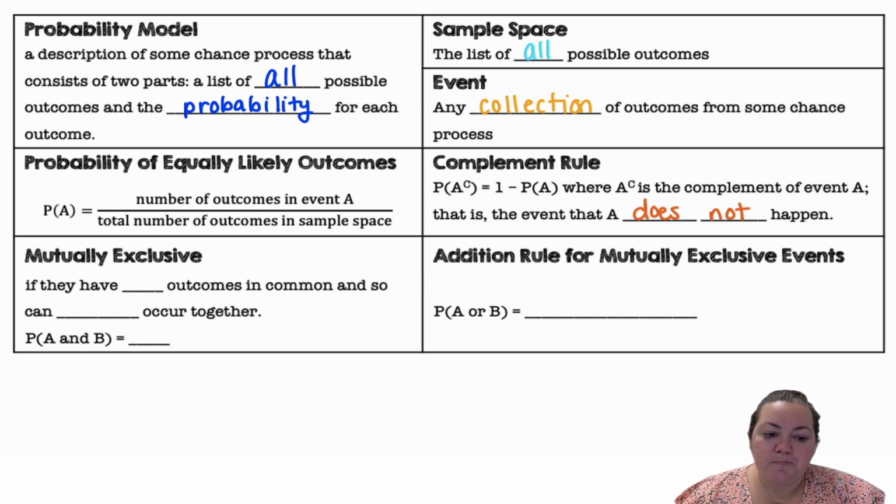Mutually exclusive. If they have no outcomes in common and so can never occur together, then those events are mutually exclusive. And if they're mutually exclusive, the probability of A and B is equal to 0 because you can't have A and B at the same time. Addition rule for mutually exclusive events. So if I want to find the probability of A or B and the events are mutually exclusive, meaning they can't occur at the same time, then I can just add the probability of A plus the probability of B, only if they're mutually exclusive.